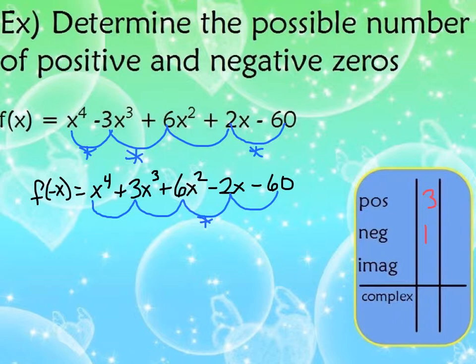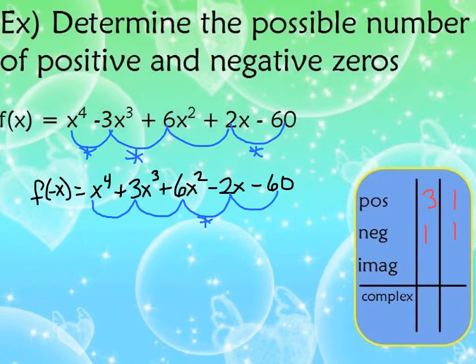It says, or less than that by an even number. What that means is you could go down by 2's. So right here where I have 3 positive zeros, I could be less than that by an even number. So I could go down by 2 or 4 or 6. Well, it's not big enough to go down by that much, but it could go down by 2. And so I might only have 1 positive and 1 negative.